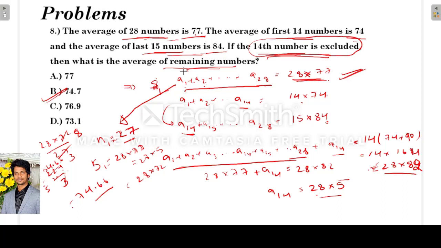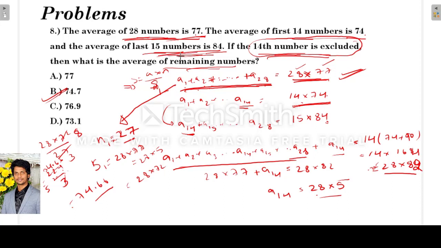So I will explain this question again. See, they are telling the average of 28 numbers is 77. So we know the sum is equal to average into number of elements. So I am just writing down the sum here: A1 plus A2 plus dash dash dash A28 will be 28 into 77, number into average. Again they are telling the average of the first 14 numbers, meaning A1 to A14, will be 74, which is 14 into 74. Then they are telling the average of the last 15 numbers.